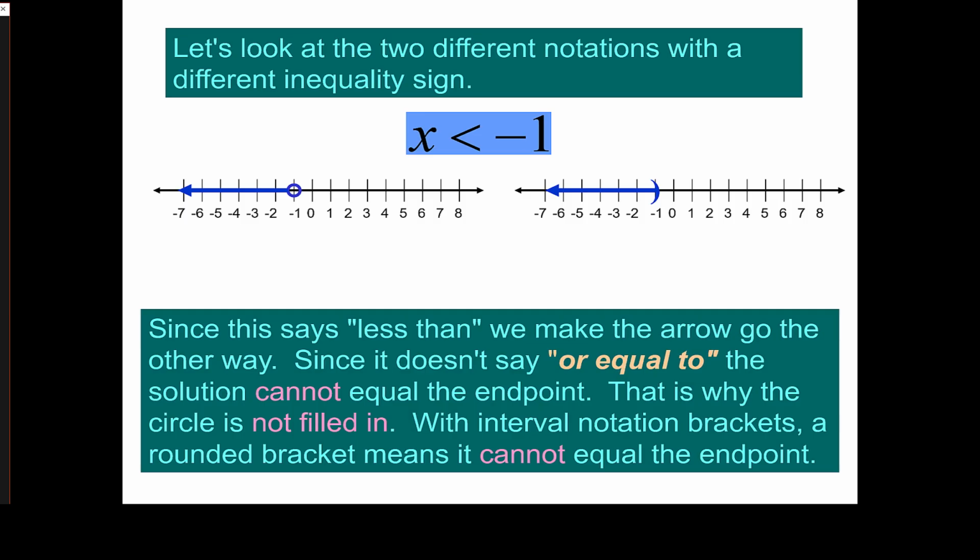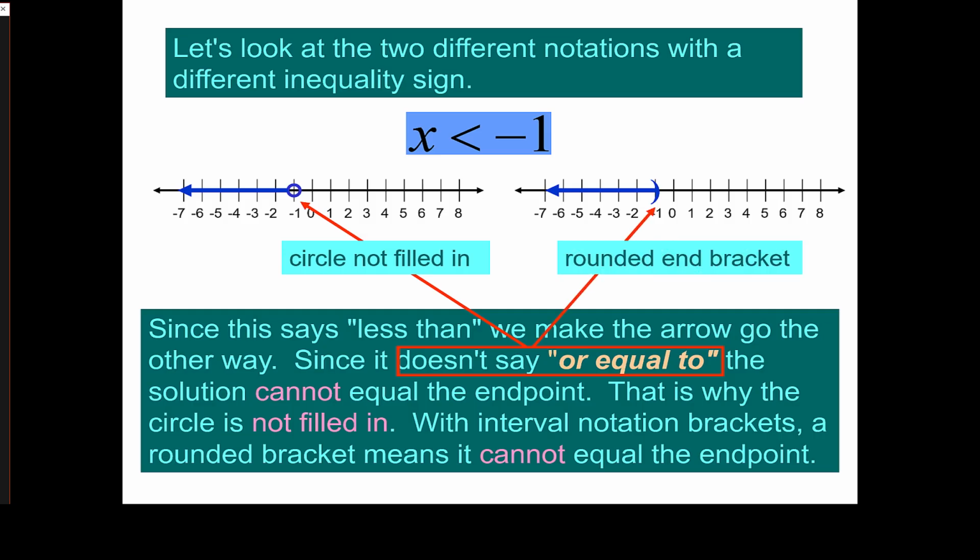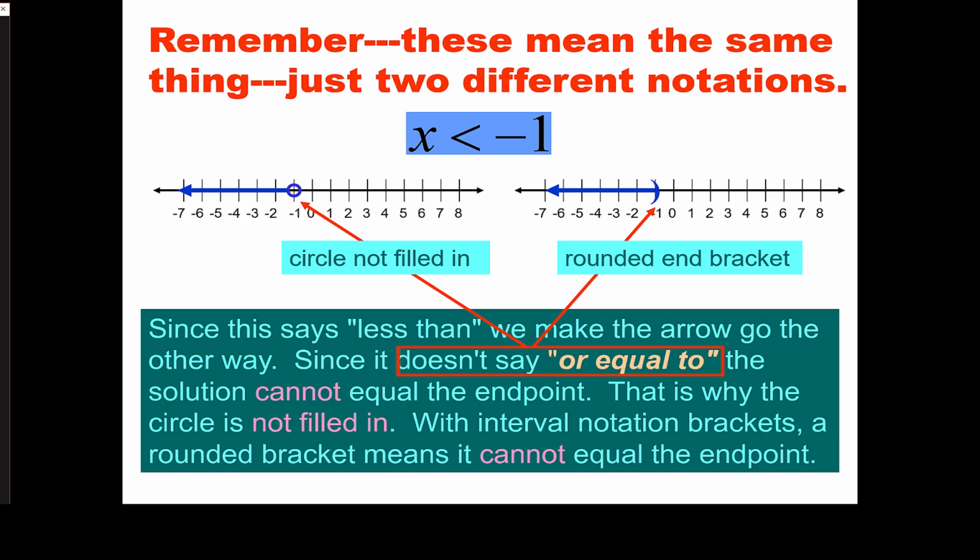Since this says strictly less than, we make the arrow go the other way. Since it doesn't say or equal to, the solution cannot equal the endpoint. That is why the circle is not filled in. With interval notation, a rounded bracket means it cannot equal the endpoint. It doesn't say or equal to, so -1 is not included as part of the solution set. Remember, these mean the same thing, just two different notations.